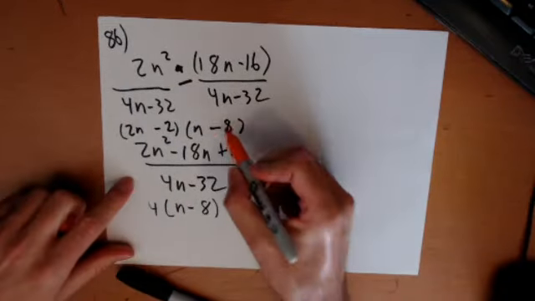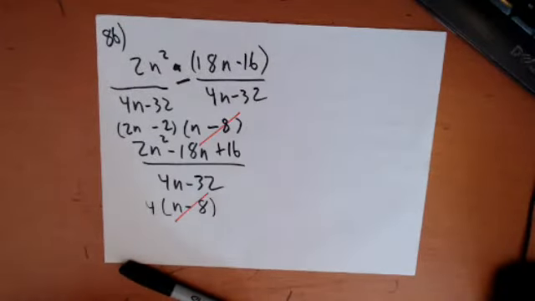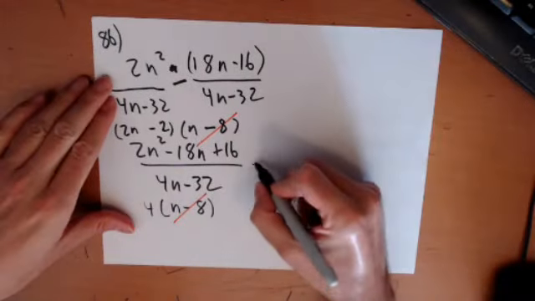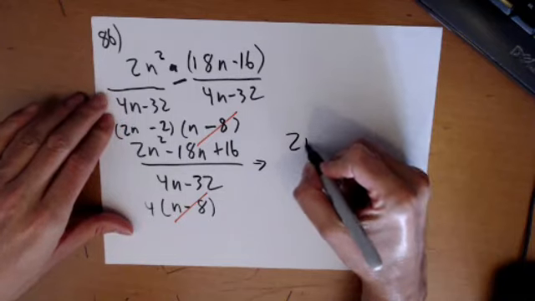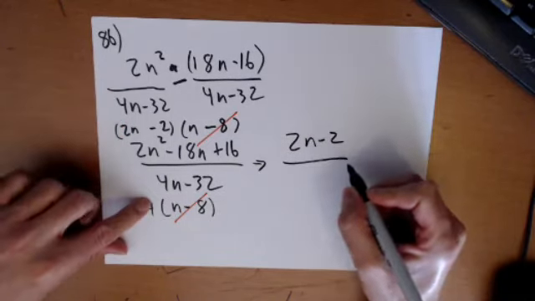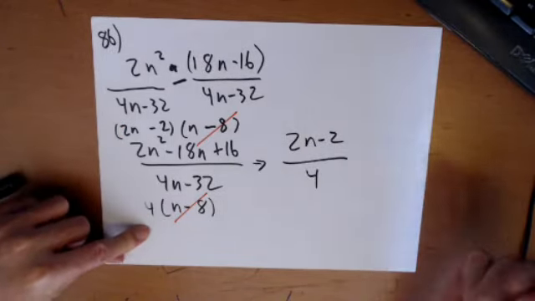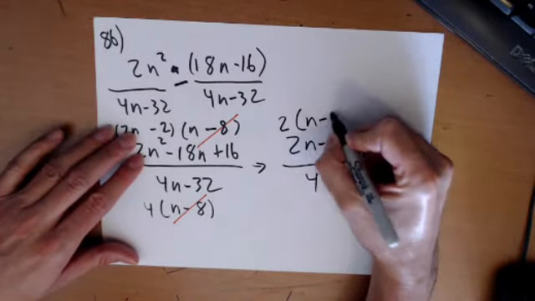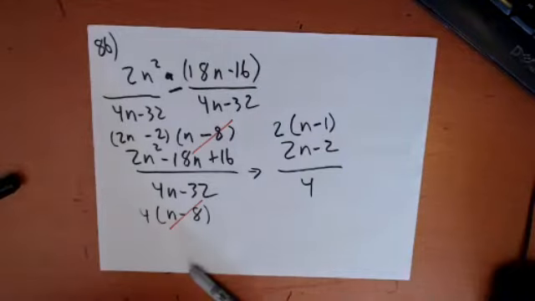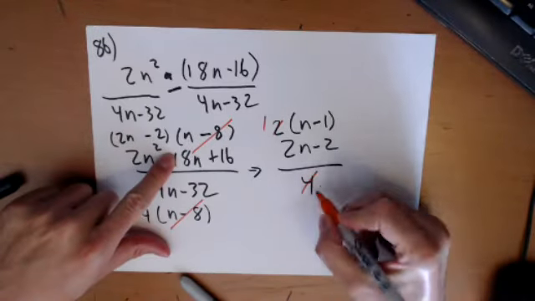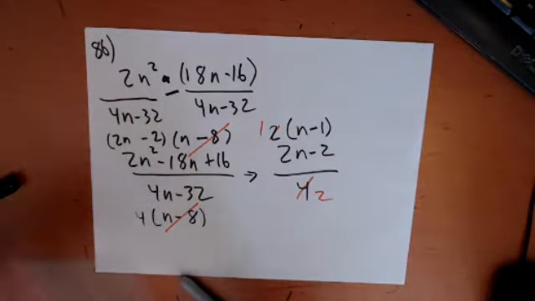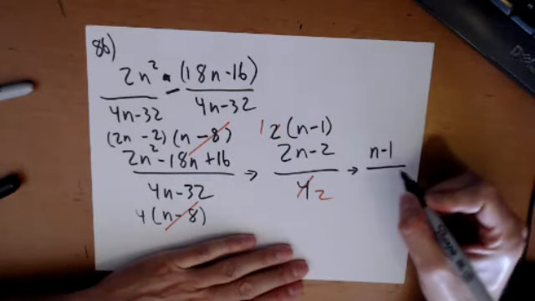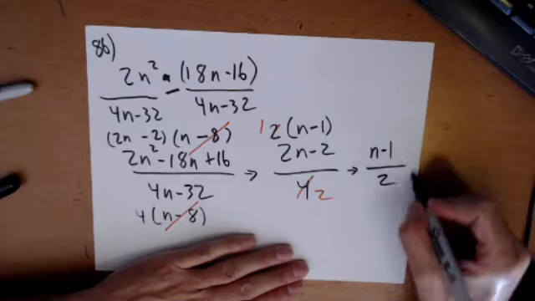The n minus 8s cancel. So what does that leave us with? It leaves us with, put a little arrow there, upstairs a 2n minus 2, and downstairs just a 4. Ooh, 2n minus 2, can't I yank out a 2? Yes. Okay, so now the 2 and the 4, little arrow. What's left over? An n minus 1 sitting on top of 2. Ta-da!